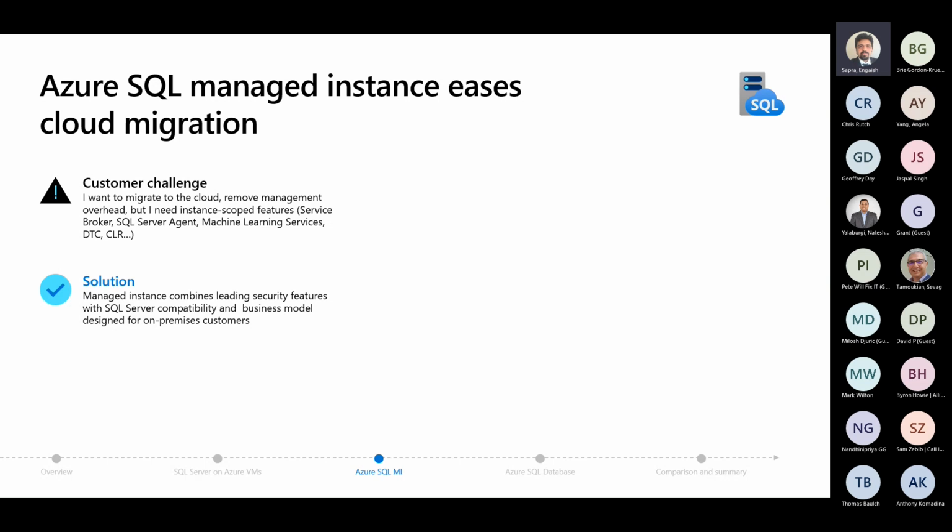So most of the features available in SQL Server box products are available in SQL MI. This option is ideal for customers who want to leverage instance scope features. When we say instance scope, something like DTC, CLR, SQL Server Agent, or the service broker. So these are certain instance level features that are available in SQL MI. However, like I said earlier, the level of access to the OS is not given in a PaaS service.